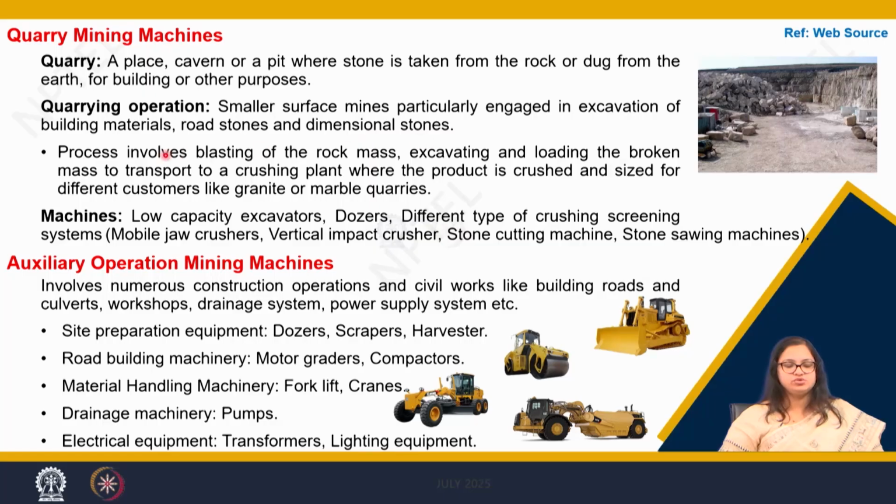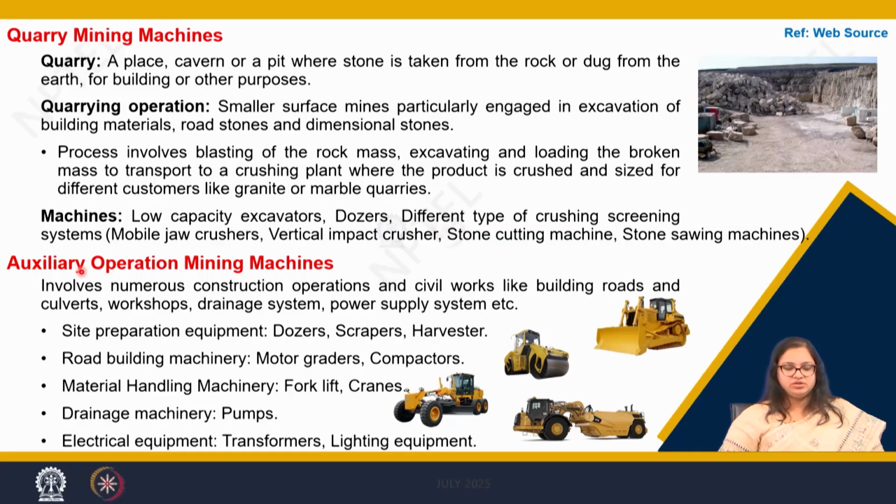dimensional stones. So the process involves blasting of the rock mass, excavating and loading the broken mass to transport to a crushing plant where the product is crushed and sized to different customers like granite or marble quarries. So these machines are low capacity excavators, dozers, different types of crushing and screening systems like mobile jaw crusher, vertical impact crusher, stone cutting machines, stone sawing machines, etc.